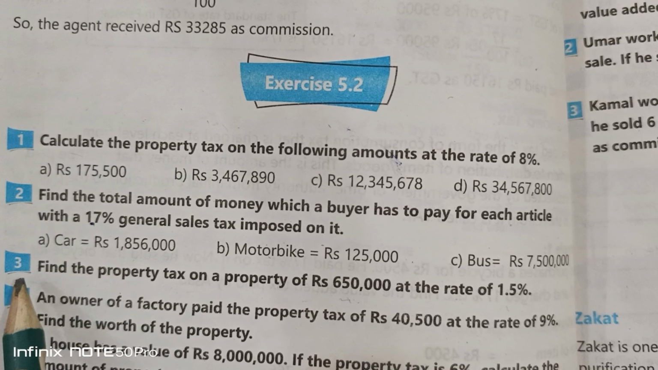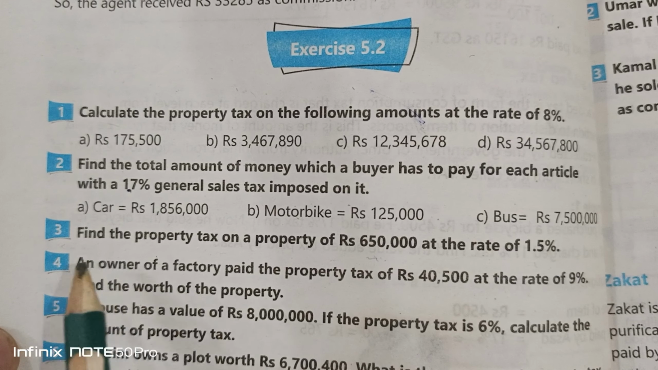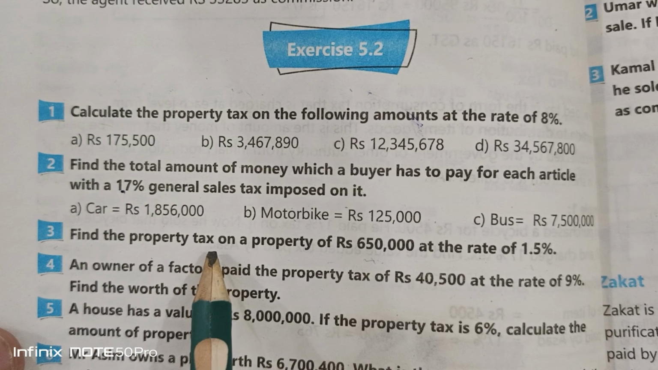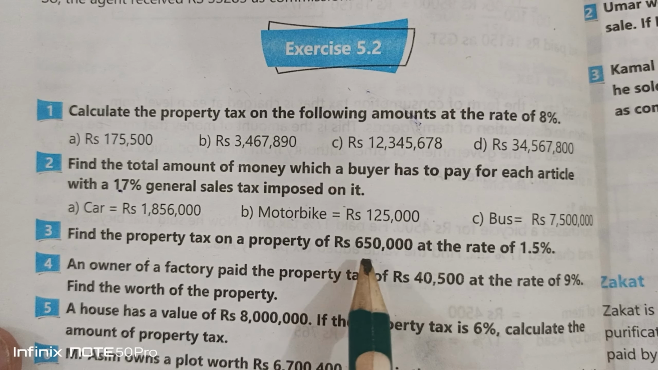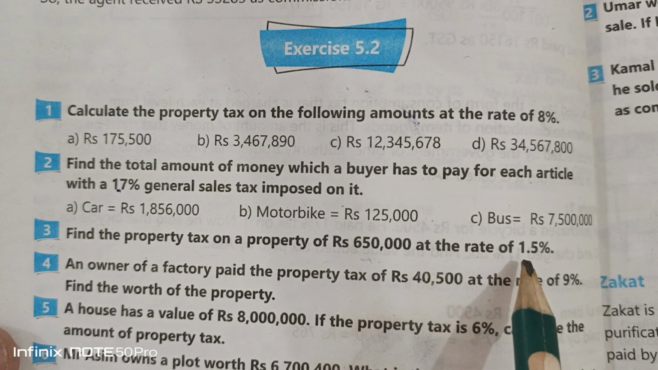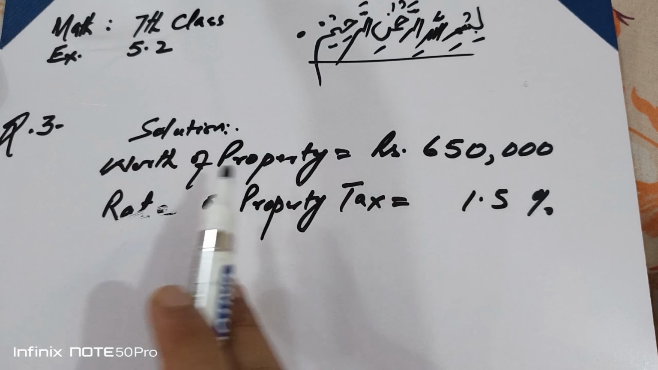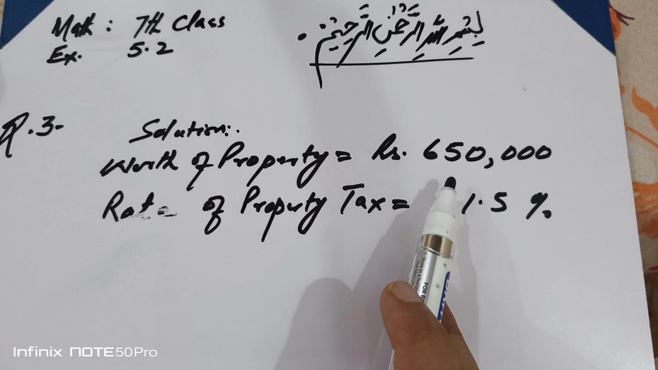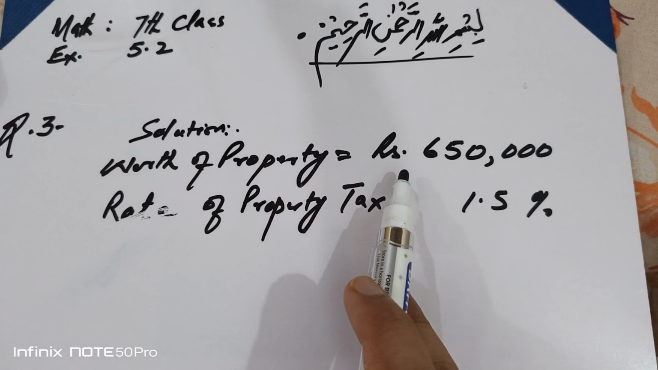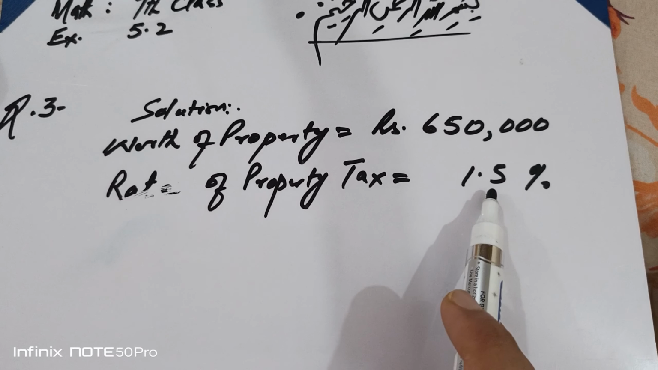I am going to read it. Please listen carefully and try to understand the text. Find the property tax on a property of rupees 650,000 at the rate of 1.5%. Moving towards solution and going to read the data which I have already written here. Worth of property is rupees 650,000 and the rate of property tax is 1.5%.